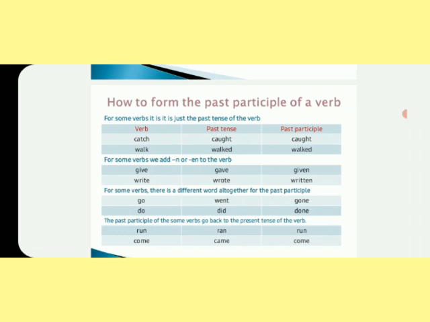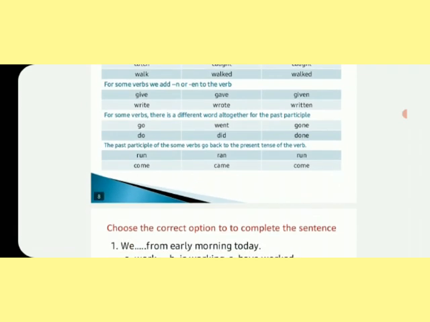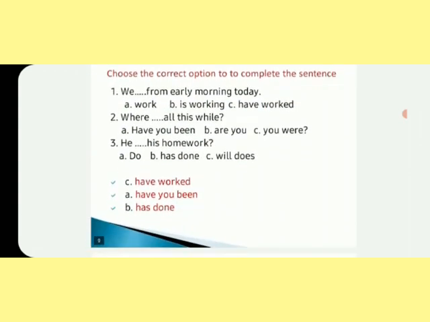So some of the verbs will have a different form like that in the past participle, and some of the verbs will go back to their base form. See, for example, run, ran, run. The base form of the verb is the participle form. Run, run; come, came, come. So the past participle of some verbs goes back to the present tense of the verb, that is verb 1, the base form of the verb. Okay, let's look at some exercises.